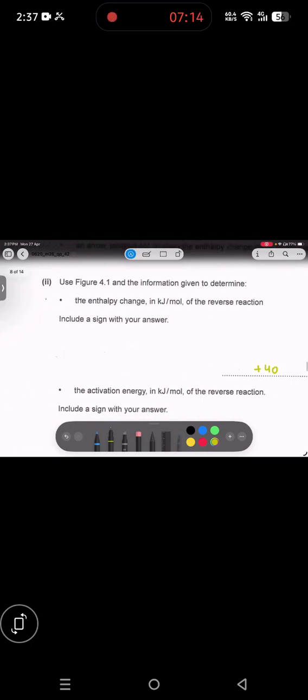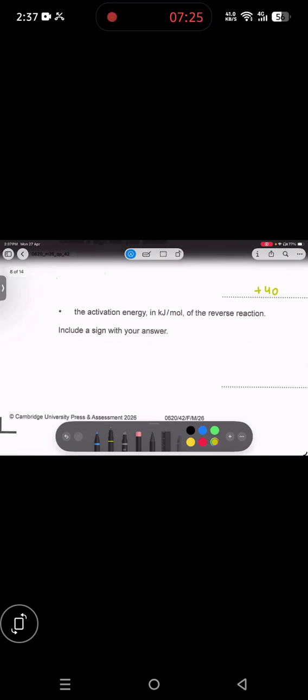They are saying that it is the reverse reaction, which means the backward direction. Now the activation energy in kilojoules per mole for the reverse reaction. The reverse reaction is endothermic. That means the activation energy is always in the positive form, and your delta H is also positive.